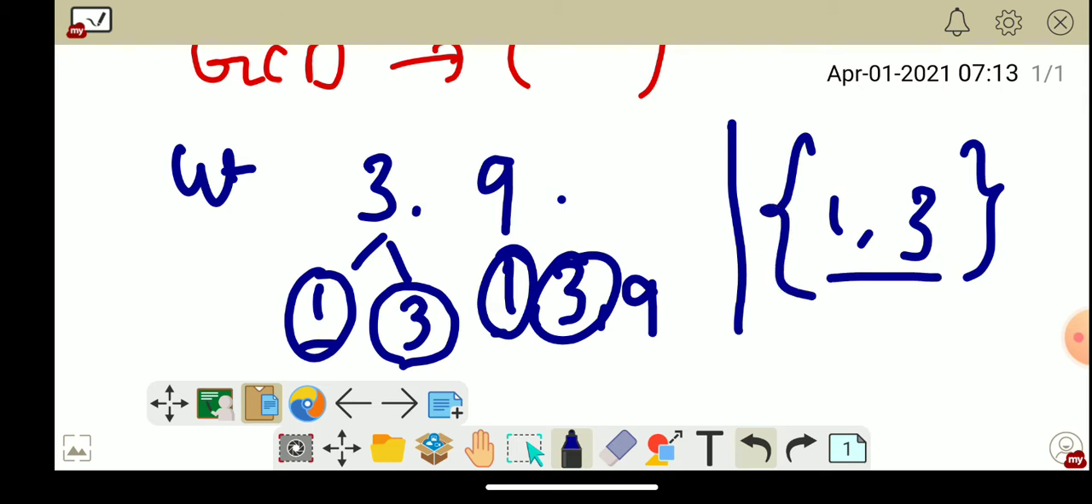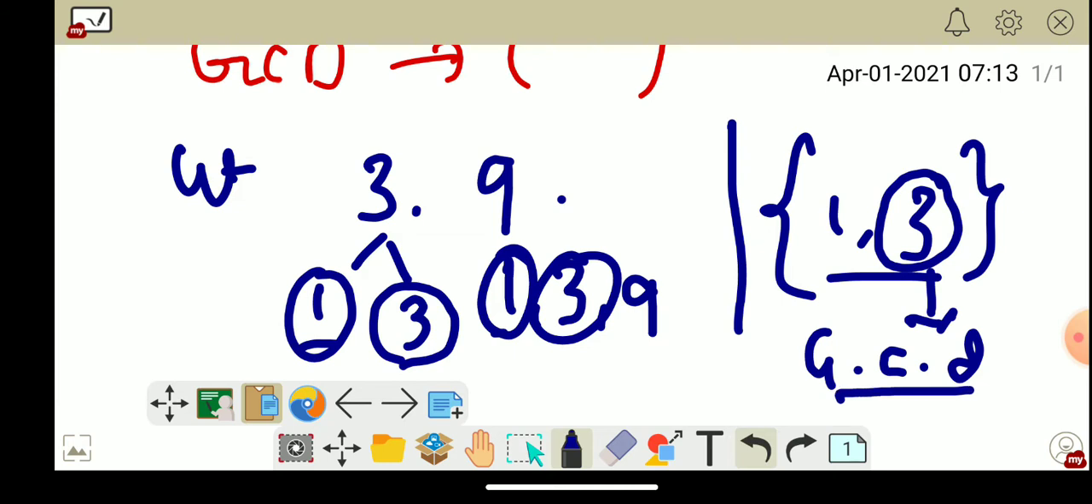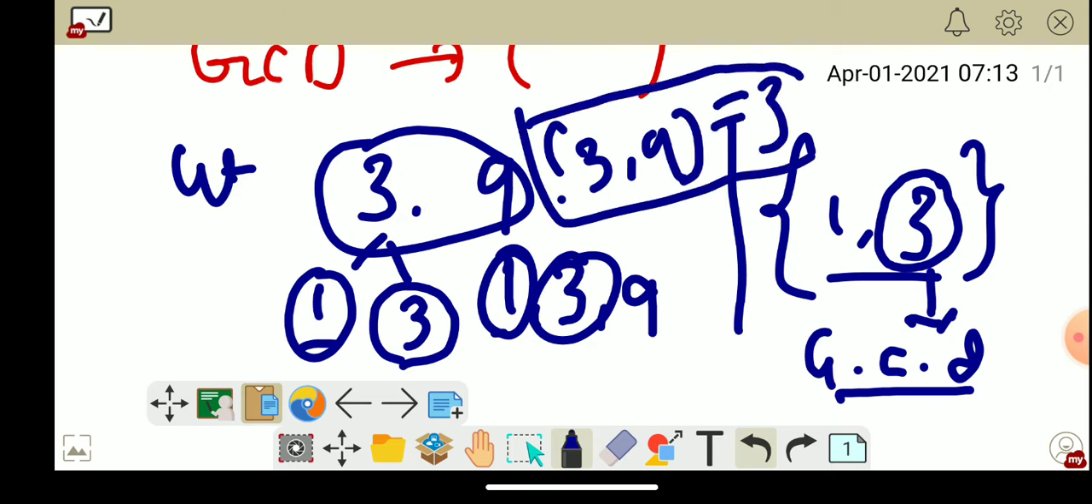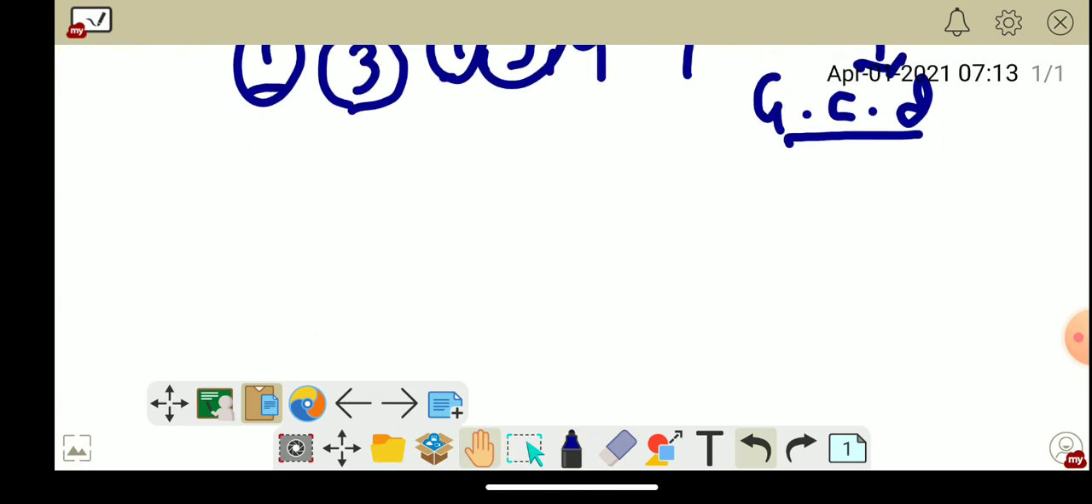What is the highest value among 1 and 3? This is 3. This 3 is called the greatest common divisor. Is it clear, all of you? The greatest common divisor of 3 and 9, denoted (3, 9), is equal to 3. I am explaining another example.